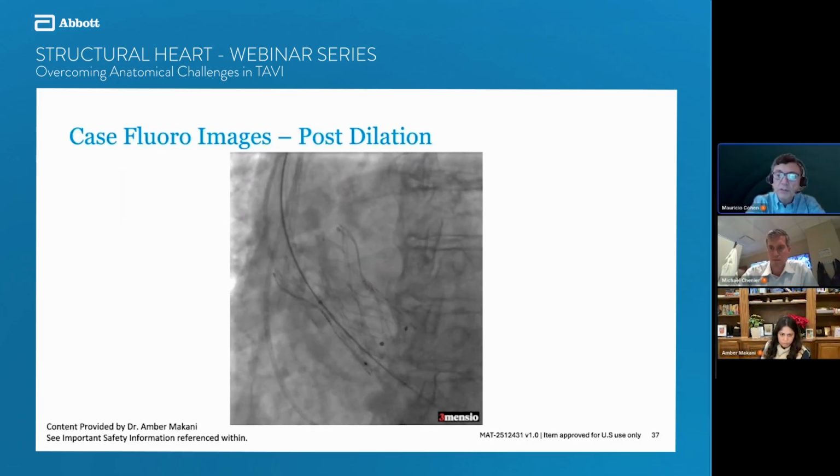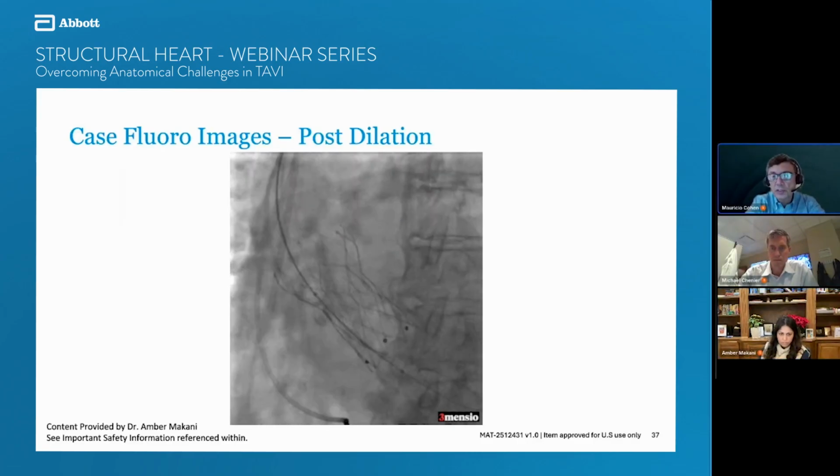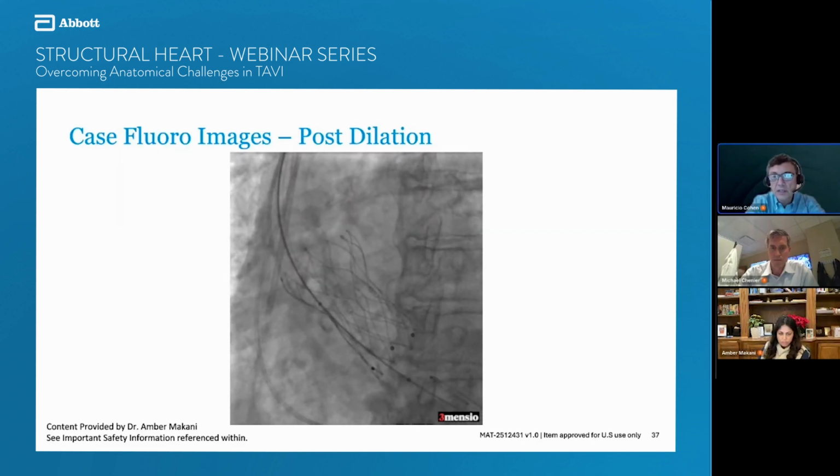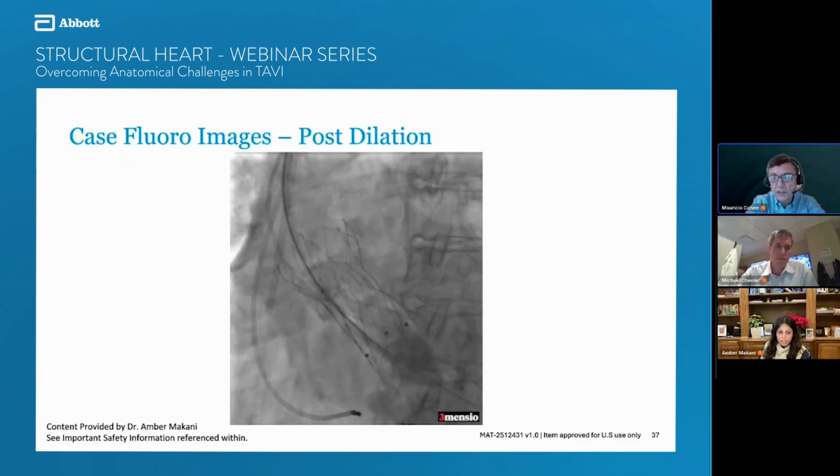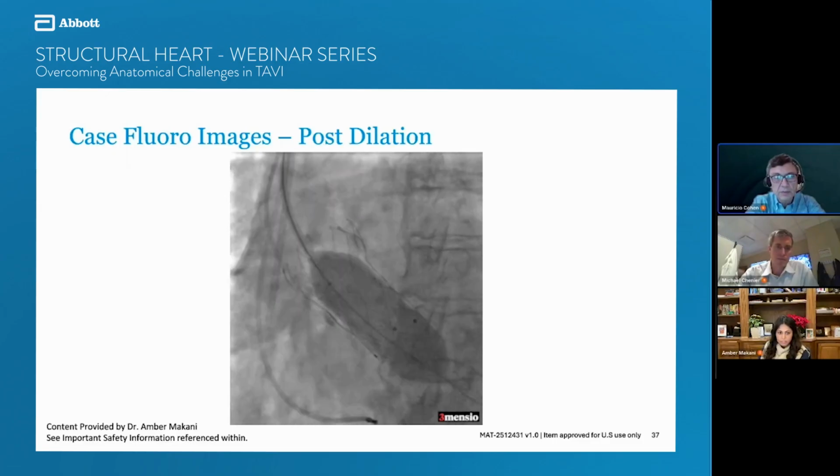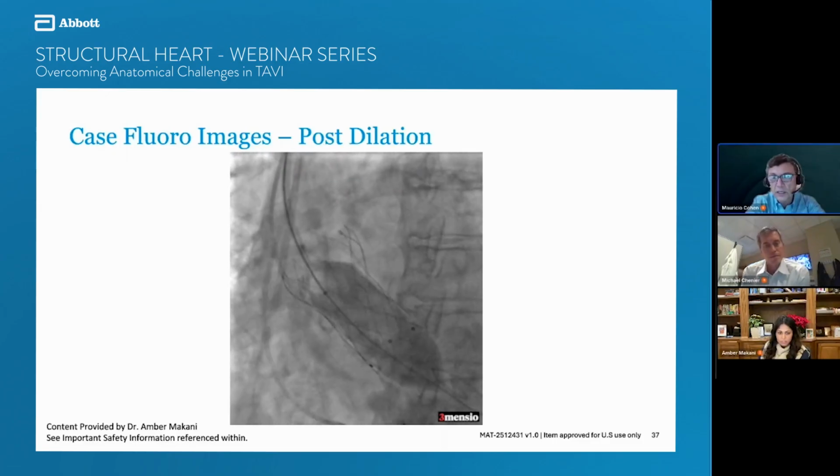Yeah. So I've noticed that some programs don't use TTE anymore in the cath lab. Do you guys use TTE to assess PVLs or any other issues?